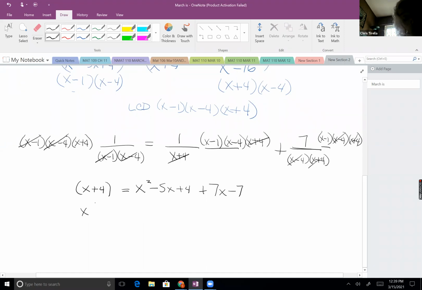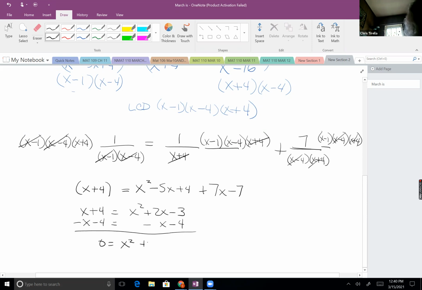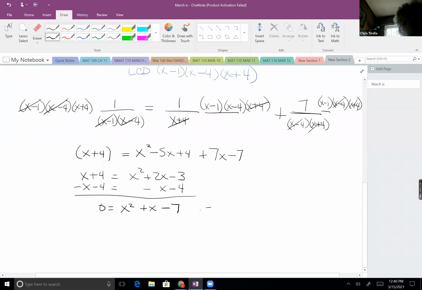So that would give me, simplify, x plus 4 equals x squared plus 2x minus 3. We want to start by making one side 0 because now this is a quadratic. Gives me 0 equals x squared plus x minus 7. And now we can go ahead and solve that resulting quadratic.